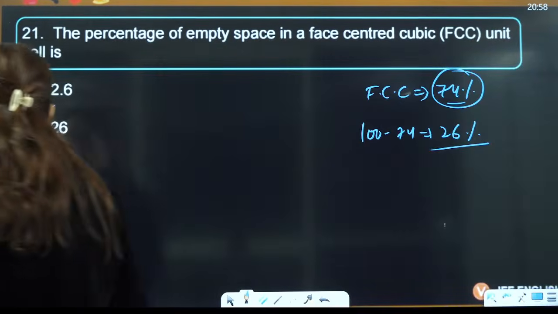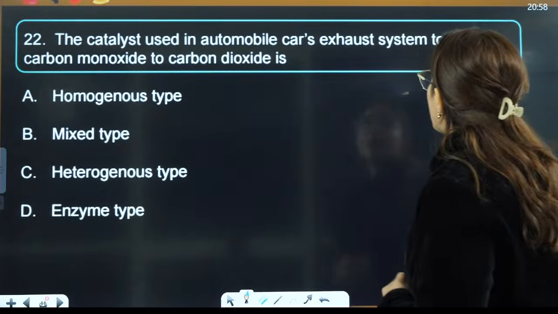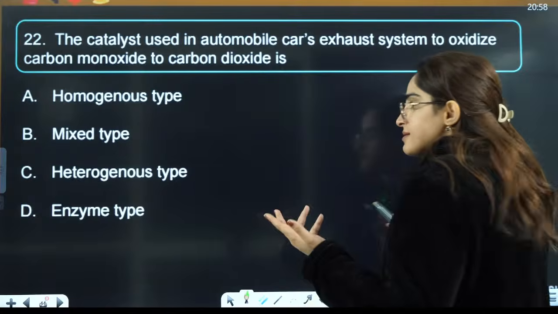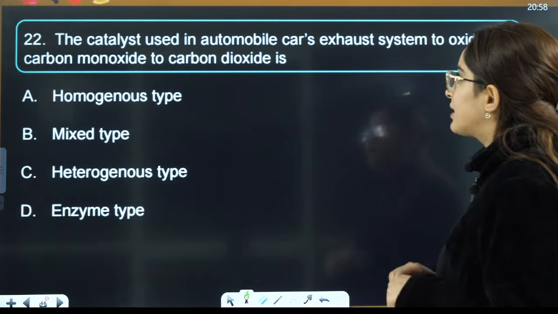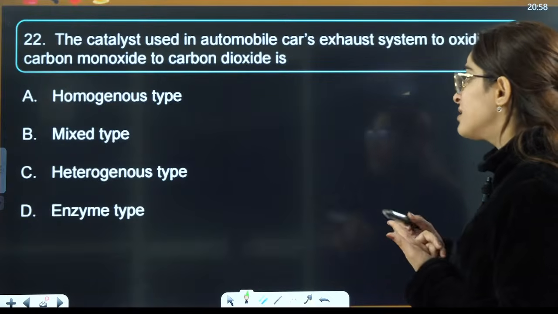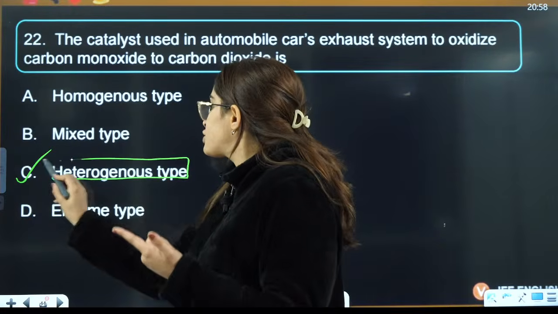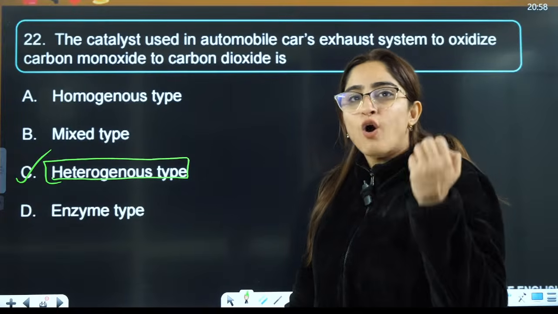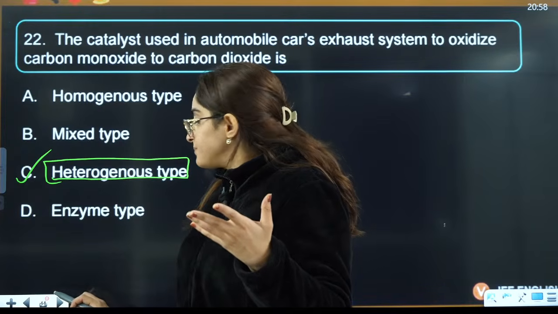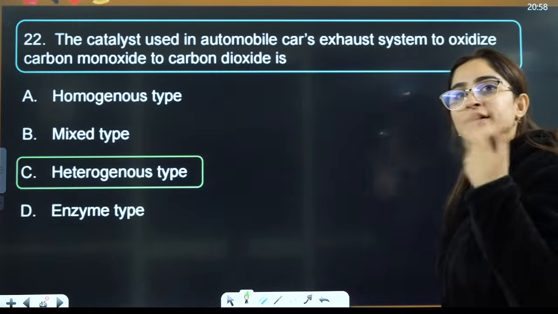So the answer is going to be B, the correct answer here, right? The catalyst used in automobile car exhaust systems oxidizes carbon monoxide to carbon dioxide. Again, this is a theory-based question from environmental chemistry. You can see the options: homogeneous, mixed type, heterogeneous type, enzyme type. So it is the heterogeneous type. Gases and you have solid metals there, right? You have metals and you also have these gases. So that is a heterogeneous mixture of gases and solids.